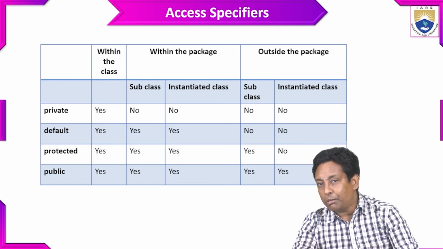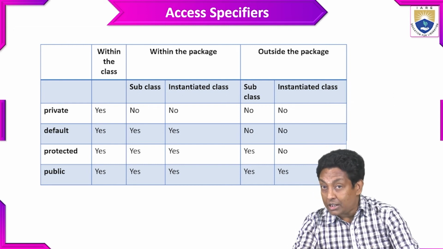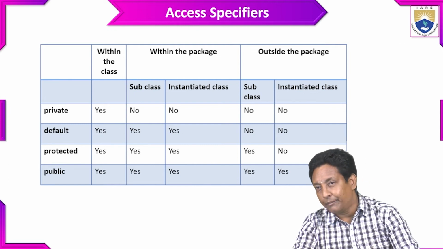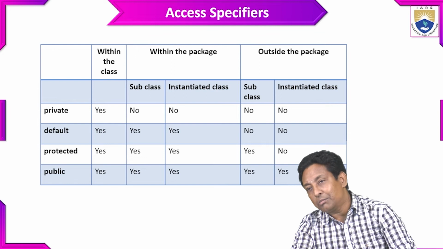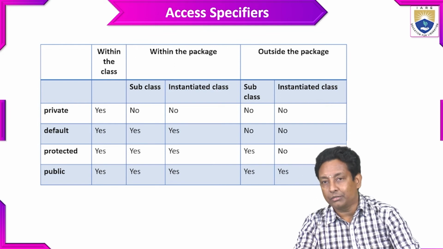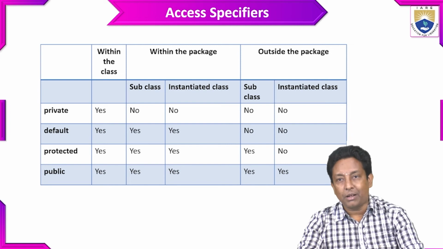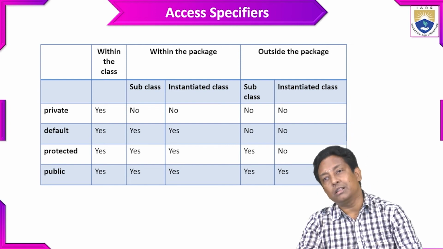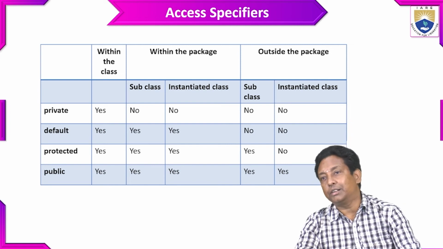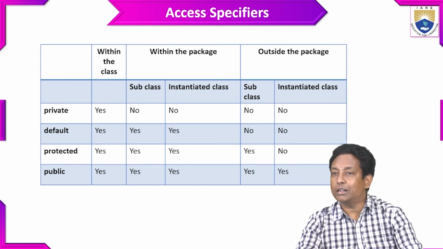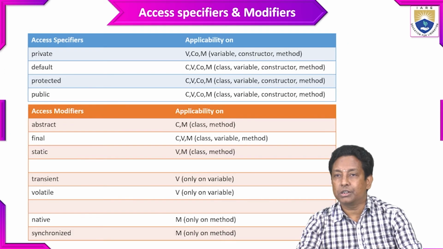A protected member can be accessible within the class, subclass within the package, instantiated class within the package, and subclass outside the package, but not an instantiated class outside the package. A public member can be accessible within the class, subclass within the package, instantiated class within the package, subclass outside the package, and instantiated class outside the package. So a public member can be accessible to all the scopes.